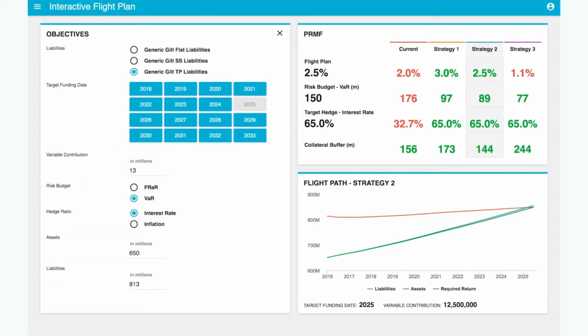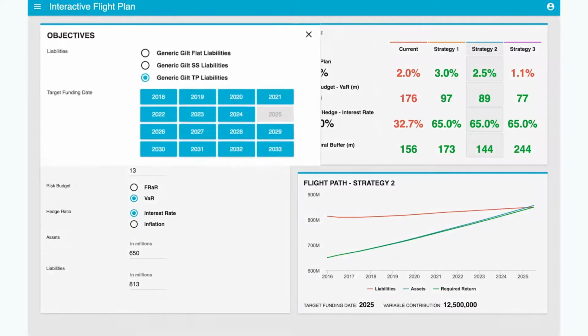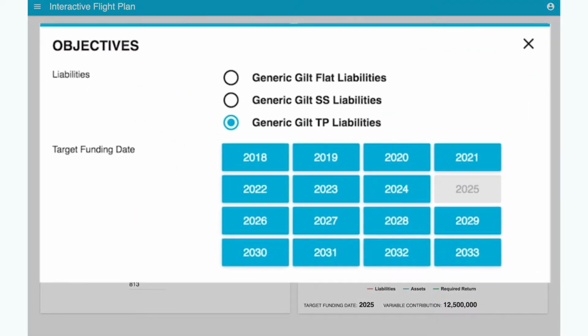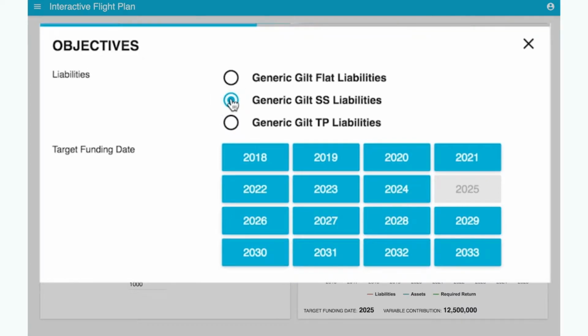We've preloaded some data into the system to represent a typical pension scheme. The first thing that we would do is to set up the objectives. And our first decision here is what basis to view the liabilities on. Here I'm going to choose a self-sufficiency basis. The second choice is to select a target full funding date. Here I'm going to choose 2030.